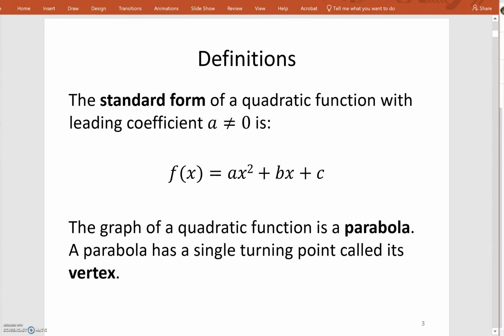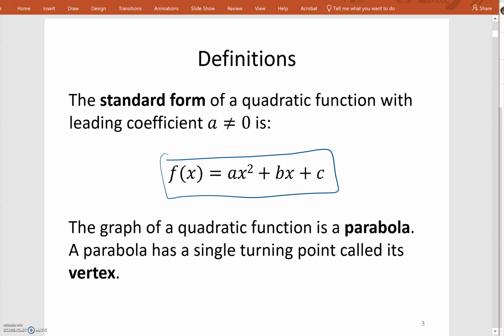Alright, so what we're going to do now is drill down into the quadratic quite a bit more. Let's start with the standard form of a quadratic function. The standard form of a quadratic function with leading coefficient a not equal to 0 is the following: f of x equals ax squared plus bx plus c. That's the same form that we were looking at just a moment ago.